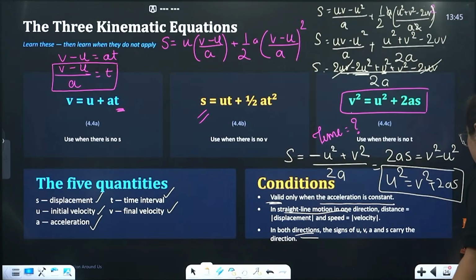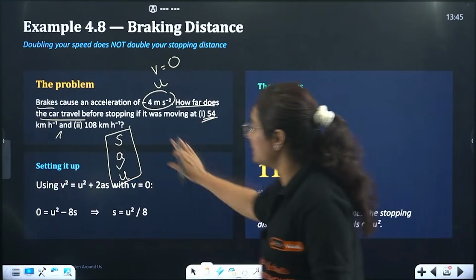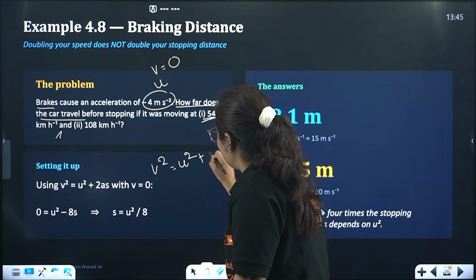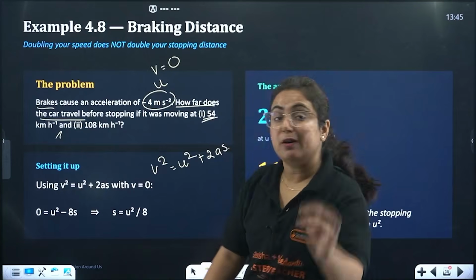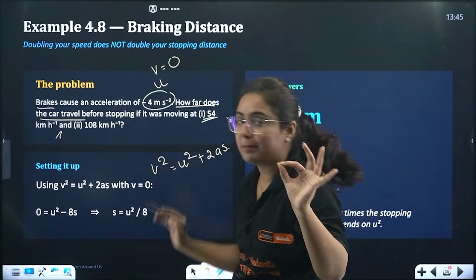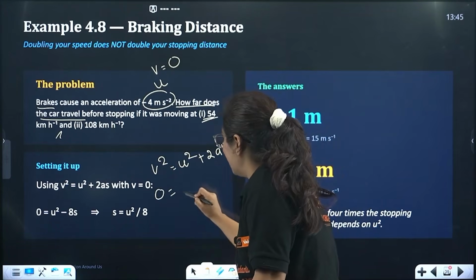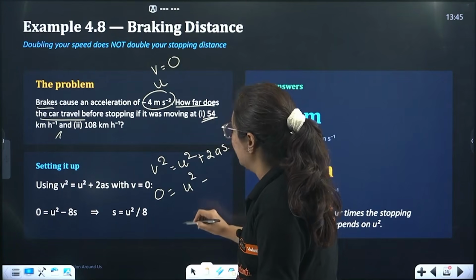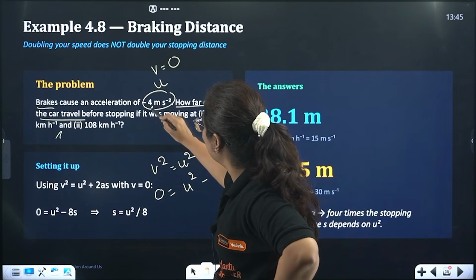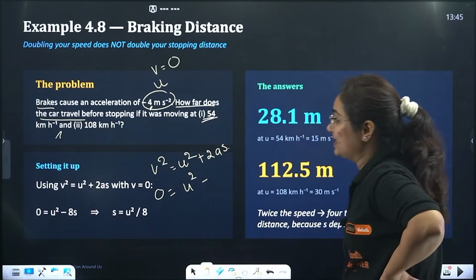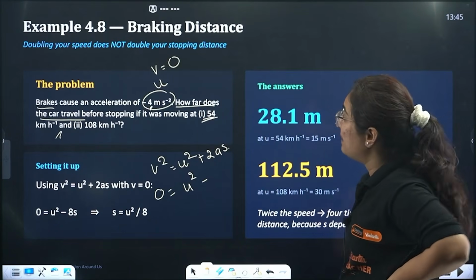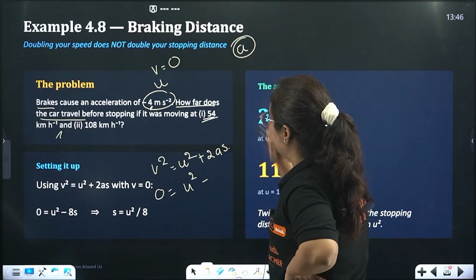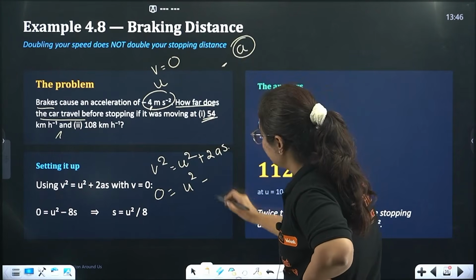v square equals u square plus 2as. Right? What is it beta? v square equals u square plus 2as. What is the final velocity when the brake is applied? 0, for obvious reasons. It becomes 0. Now it is u square. And now what is this? Minus 4. What is it beta? Minus 4. This is actually acceleration. Acceleration is negative.